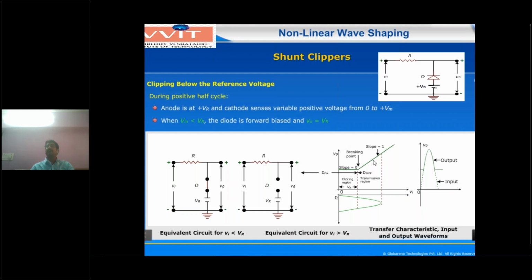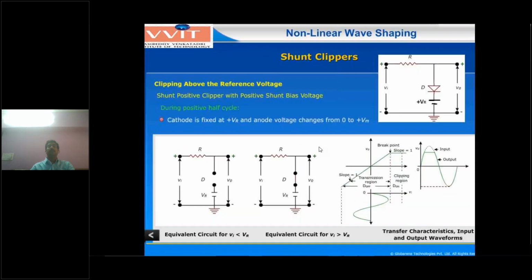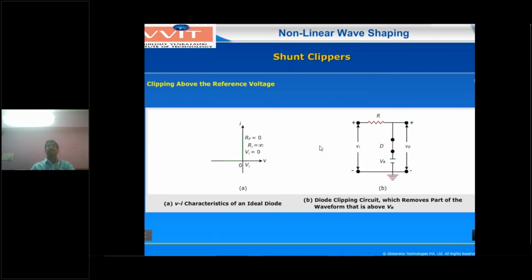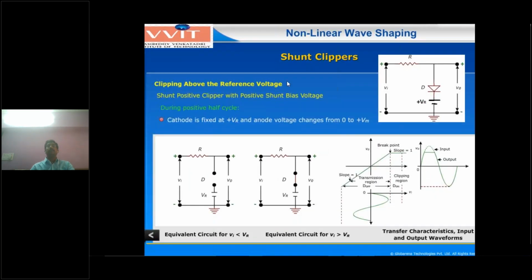This is the transfer characteristic curve and this is the output waveform. Here you have to indicate the reference voltage VR. This is the peak value. This is the clipping below the reference voltage. The diode will be in reverse bias connection, positive reference. Now another circuit, clipping above the reference. So clipping above the reference level.